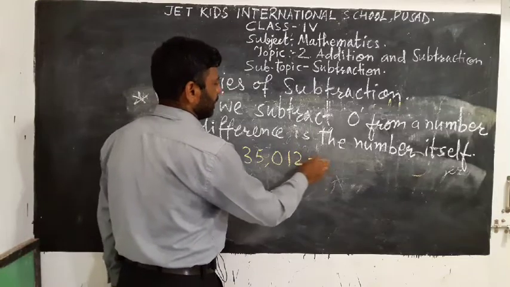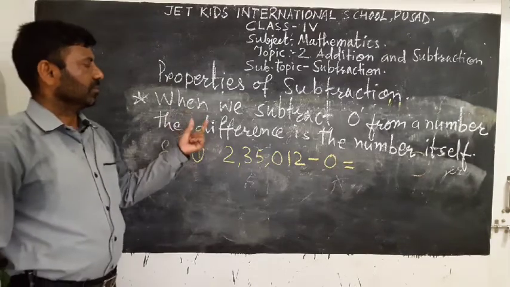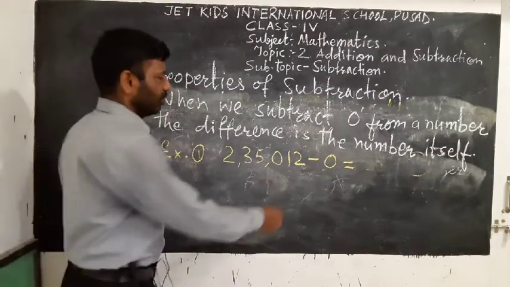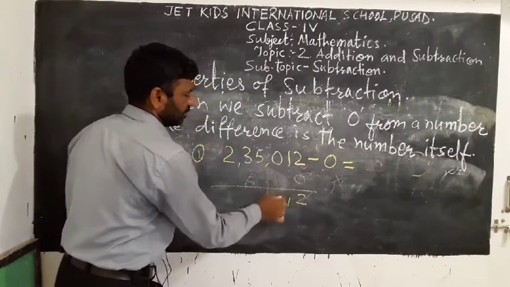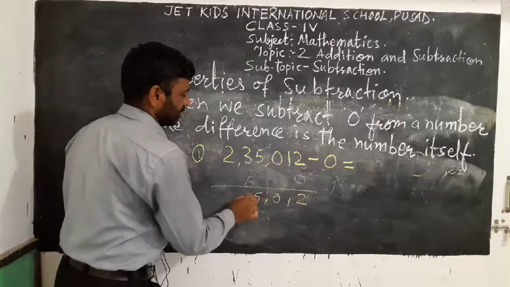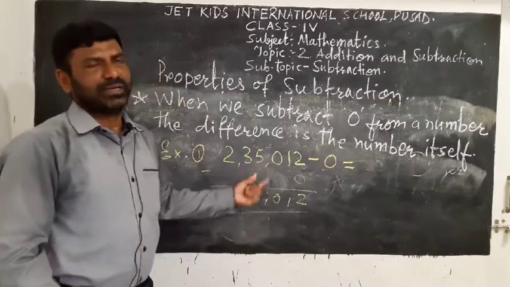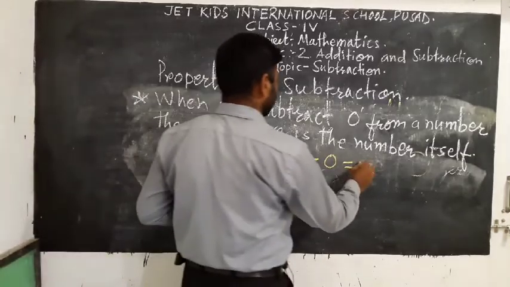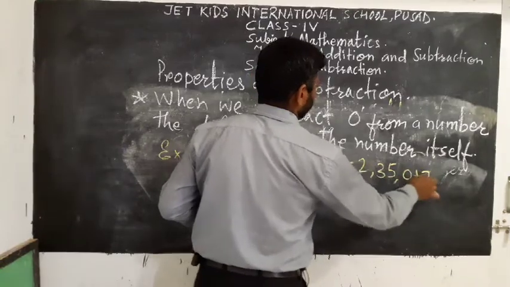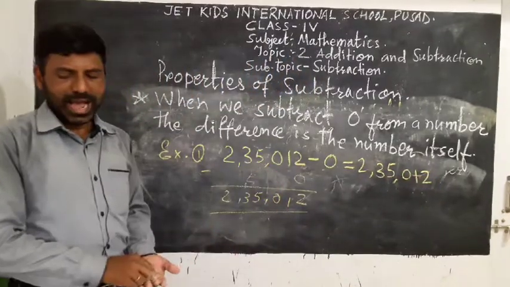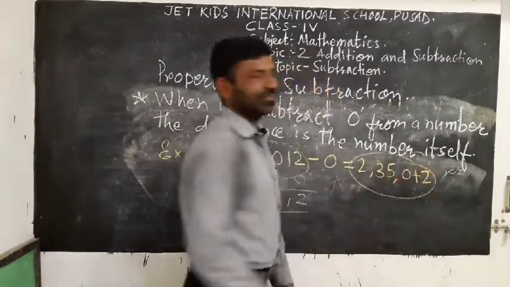2,35,012 minus 0. What will be the answer? We will put 0 here. 2 minus 0, 2; 1, 0 as it is; 5 as it is; 3 as it is; 2 as it is. Means the answer is the number itself. Understand? So the answer will be 2,35,012. The answer will be the number itself.